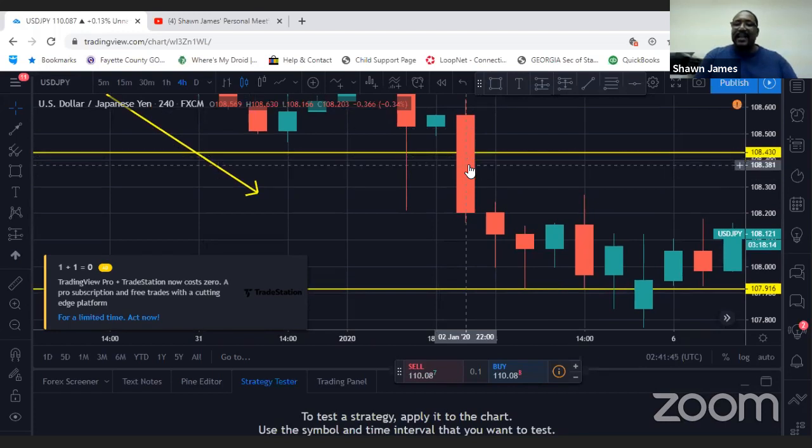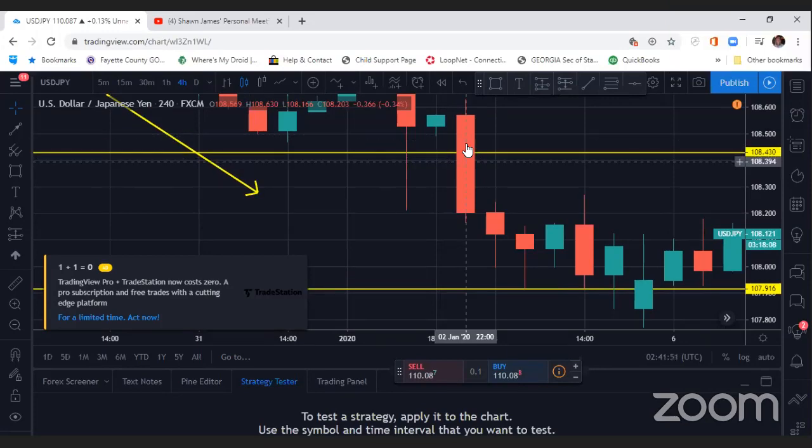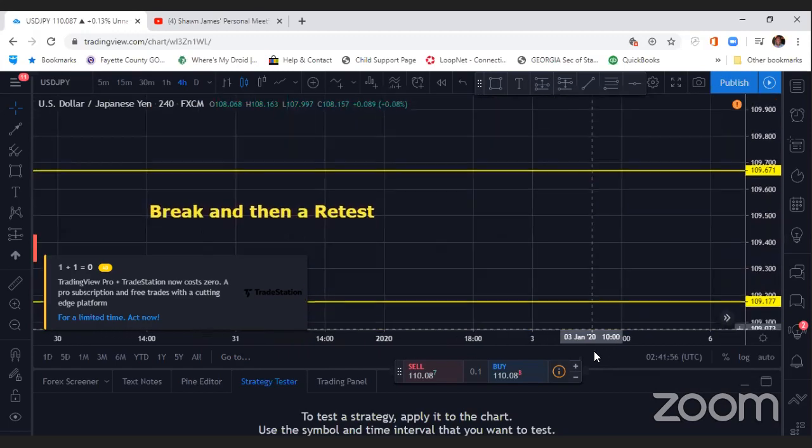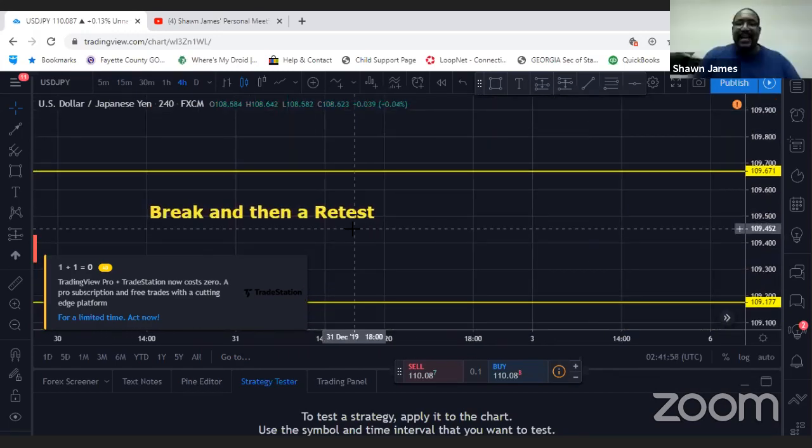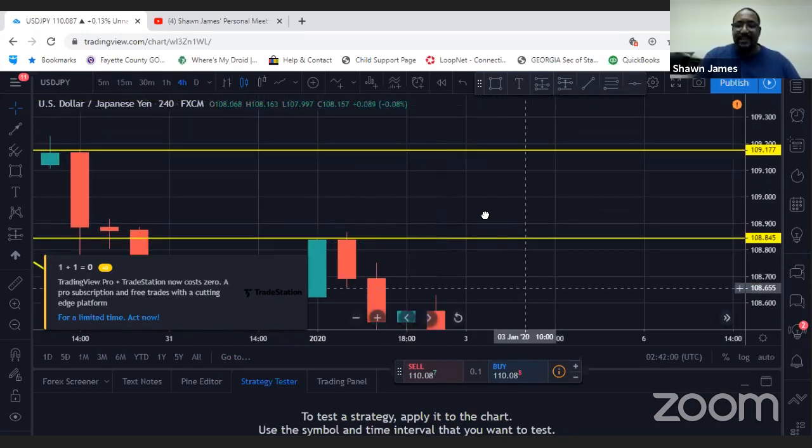We say, ooh, we're excited, but we have to wait for what, Latia? I don't know. After it breaks through, what are we waiting for? For it to retest. Exactly, waiting for the retest.